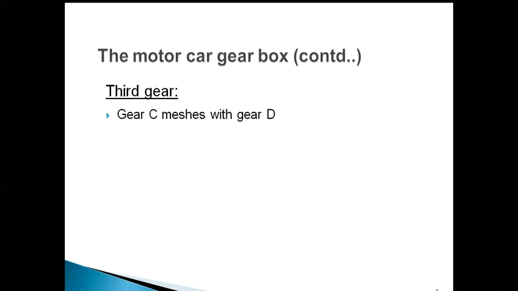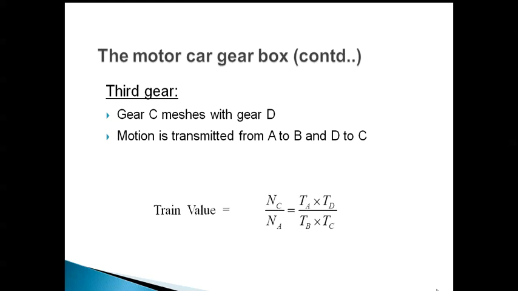So it meshes with the D. The driver is from A to B and C to D. Motion is transmitted from A to B and C to D. The train value NC by NA equal to TA into TD by TB into TC.